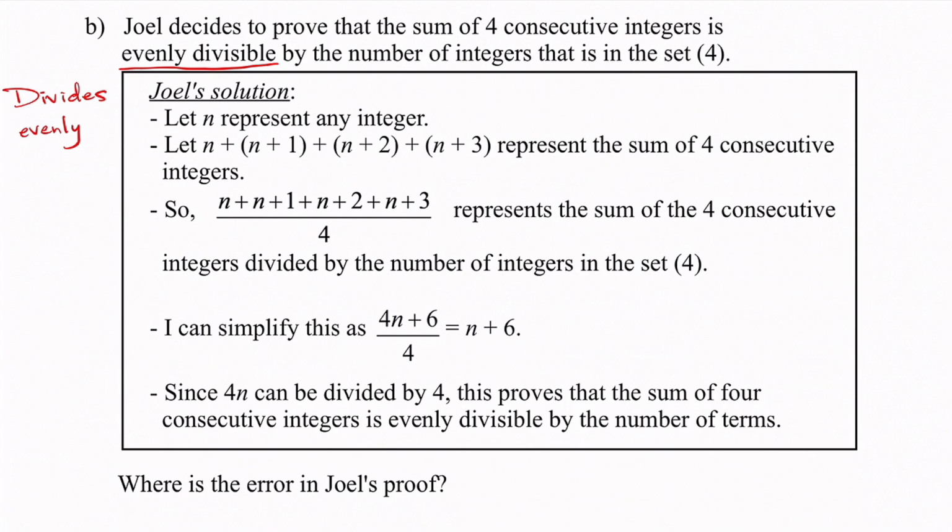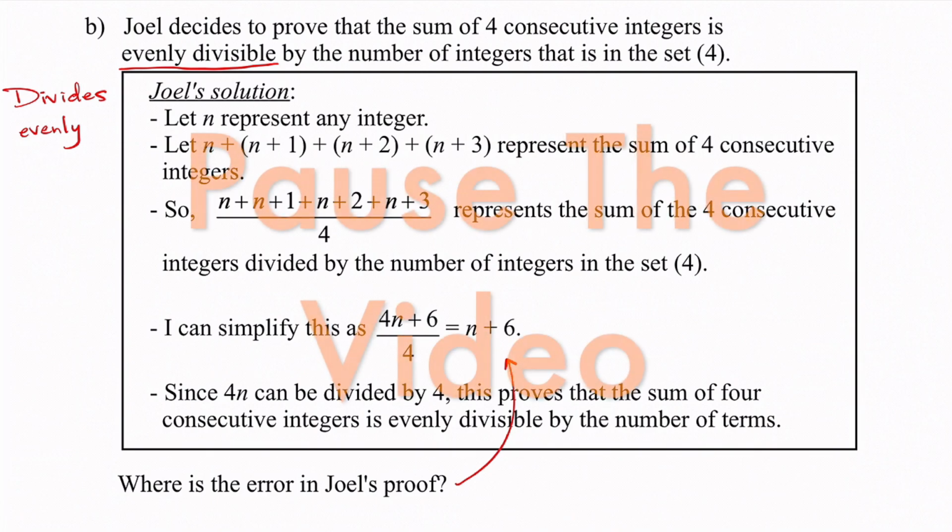So his final conclusion, he said, since 4n can be divided by 4, this proves that the sum of the 4 consecutive integers is evenly divisible by the number of terms. So he went 4n, divide that by 4, that would just give you out n, and then he put the 6 right there. So we're asked the question, where is the error in Joel's proof? So the error is actually going to occur in this line right here. So if you want to pause the video and try to find the error that he makes, you can do that.